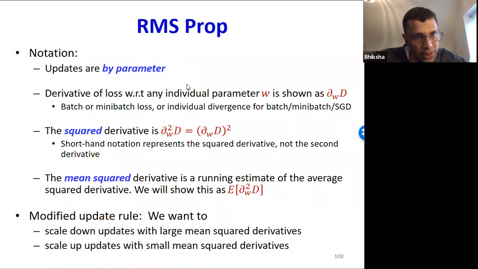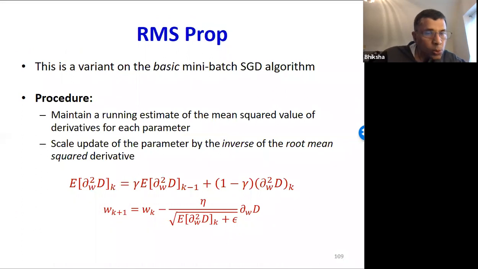RMS prop. I have some notation, actually. All of these techniques are applied individually to every weight, to every component of the parameter vector. So this term, partial L partial W, is the derivative of the loss with respect to the parameter. When I say partial squared, it's not the second derivative, it's the square of the derivative. And the mean square derivative is the expected value of this guy, right? This is just notation. So here's what we do in RMS prop.